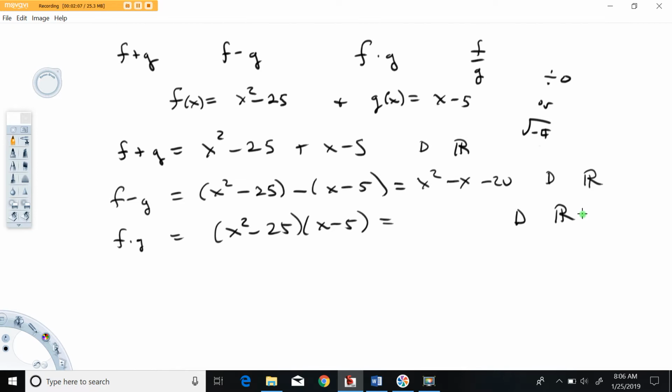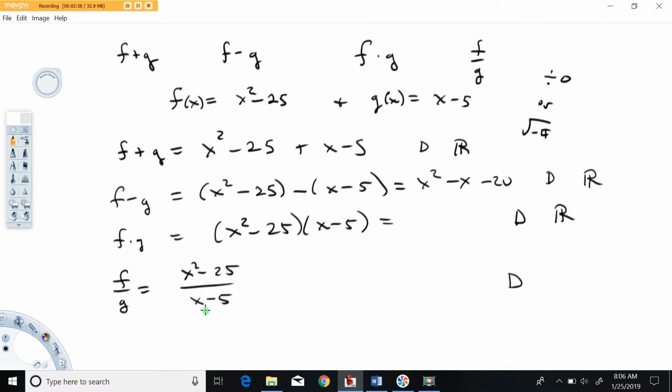All right. F over g. So that's going to be x squared minus 25 over x minus 5. Now, this one's got a little subtlety to it. Let me first of all talk about domain. You have to look here in this original line. And this one does have a division in it. So if x were equal to 5, we would have a division by 0. So x equals 5 is not allowed.